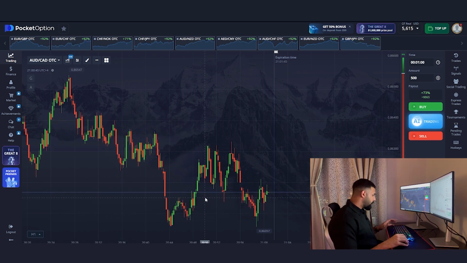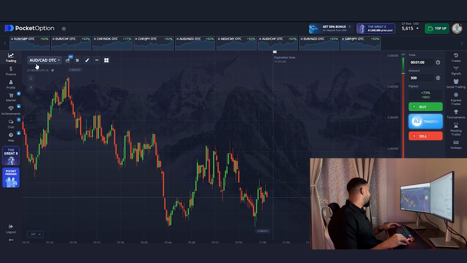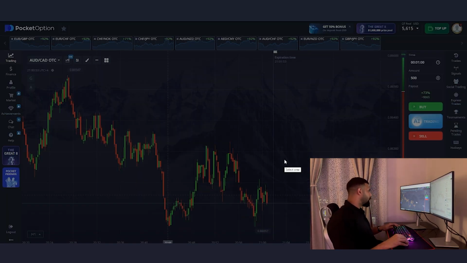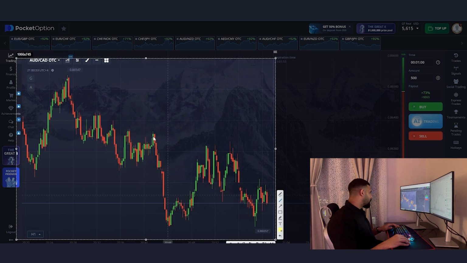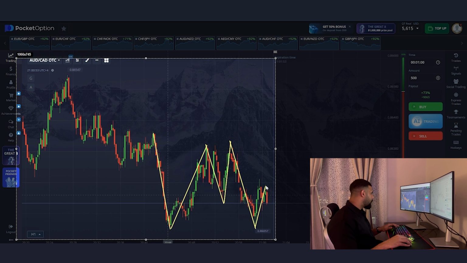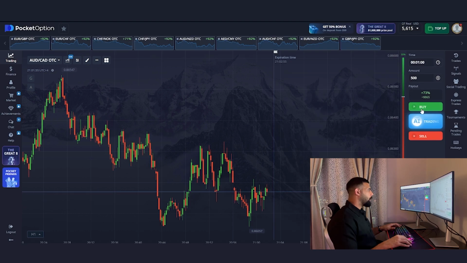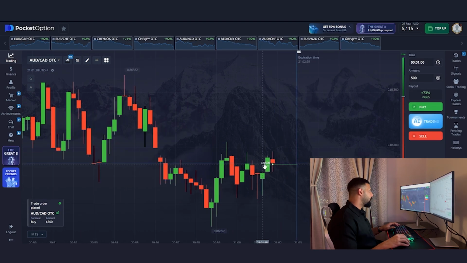So let's see. For example, I already have the AUD CAD currency open, and one second, let's start drawing. So it went from here to here, then from here to this point, it went up, came down again, now it went up here. As I see here, if we choose this point that I'm pointing to right here as a break of structure, now we can open our trade on a buy. We'll open our trade on a buy for 1 minute, and let's see.